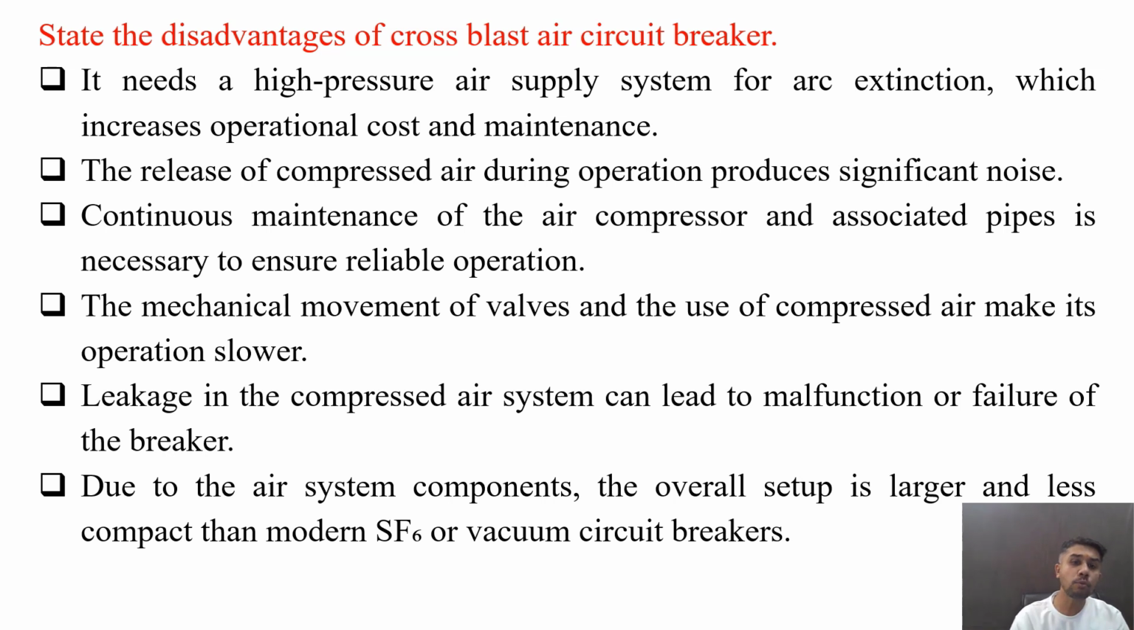The mechanical movement of the valves and the use of compressed air make its operation slower. Leakage in the compressed air system can lead to malfunction or failure of the breaker. Due to the air system components, the overall setup is larger and less compact than the modern SF6 or vacuum circuit breakers. So these are several disadvantages of cross blast air circuit breaker.